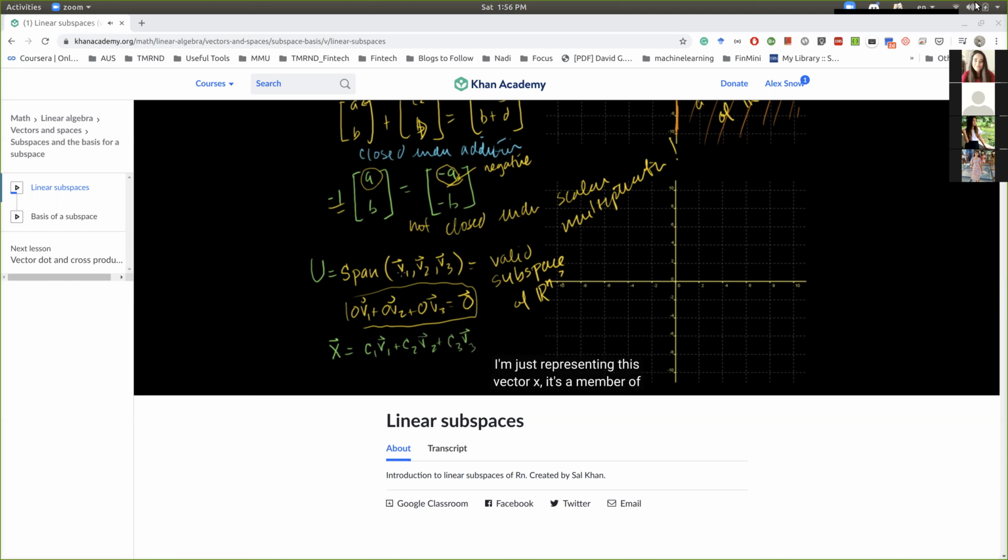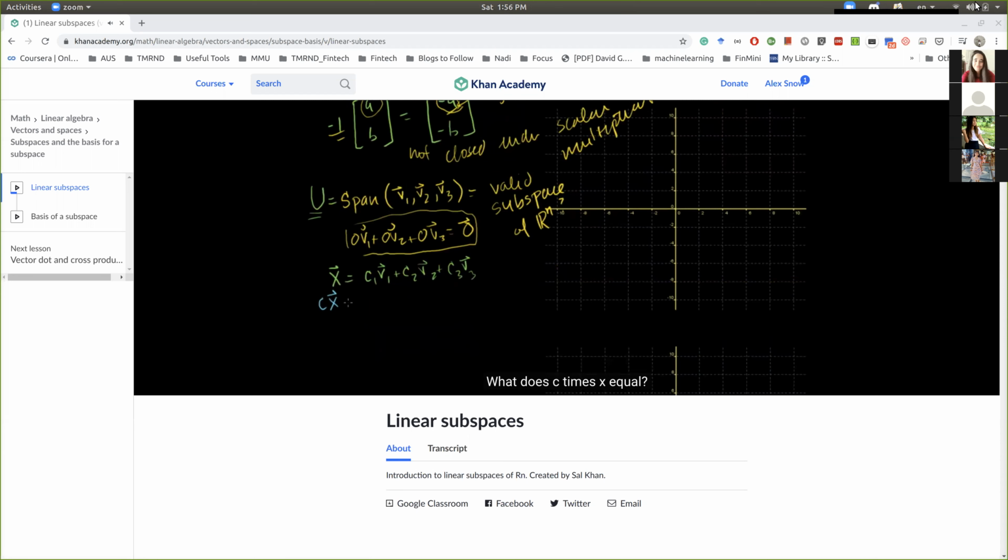Now, is this set closed under multiplication? Well, let's just multiply this times some arbitrary constant. Let me do a different constant, actually. Let me multiply it times some arbitrary constant a. What is a times x? Well, it's a times c1 times v1, I'm just multiplying both sides of this equation, plus a times c2 times v2 plus a times c3 times v3, right?